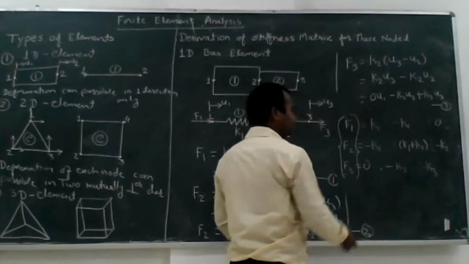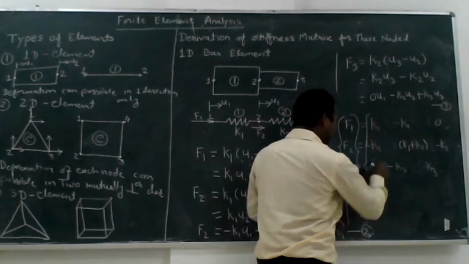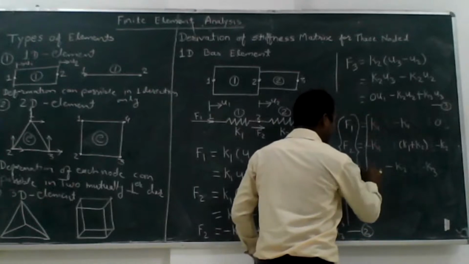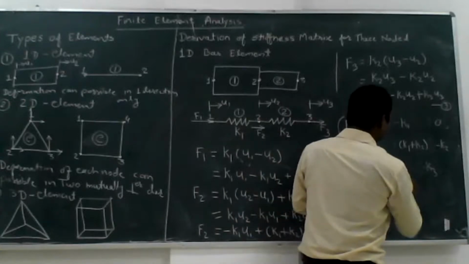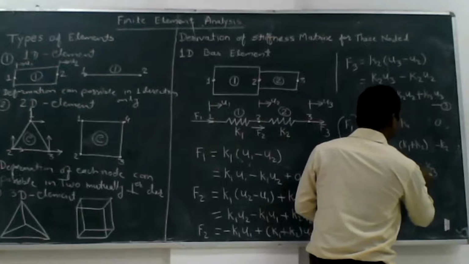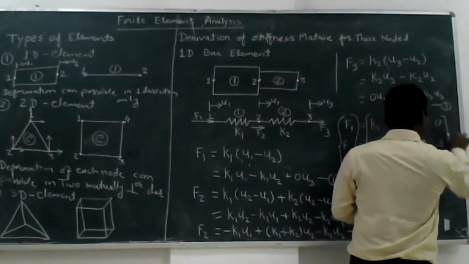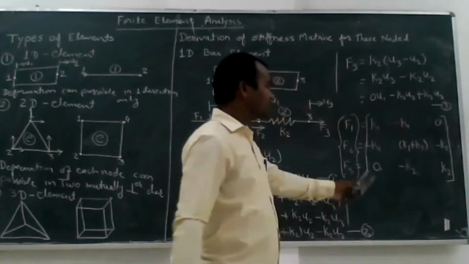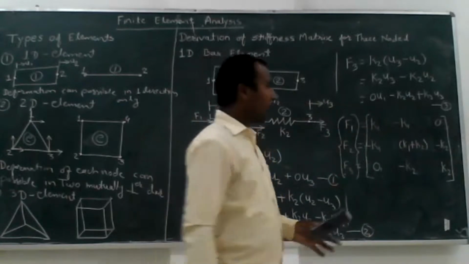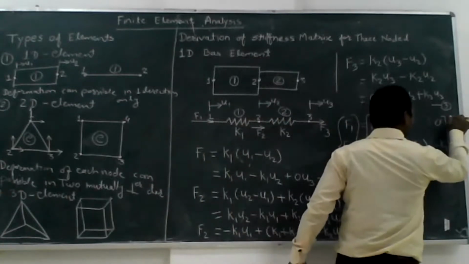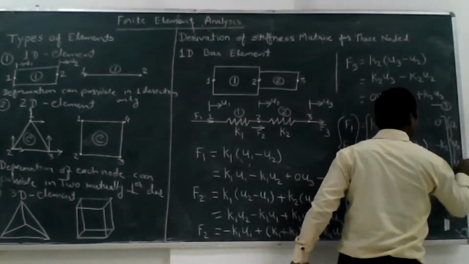Okay, I removed all the displacement terms and I will just shift it to here. Just write again that minus K1 U1. Okay, that should be here like minus K2 and it will be here K2. So this is the stiffness matrix for the 3-noded 1D bar element, and the displacement functions are U1, U2, and U3.